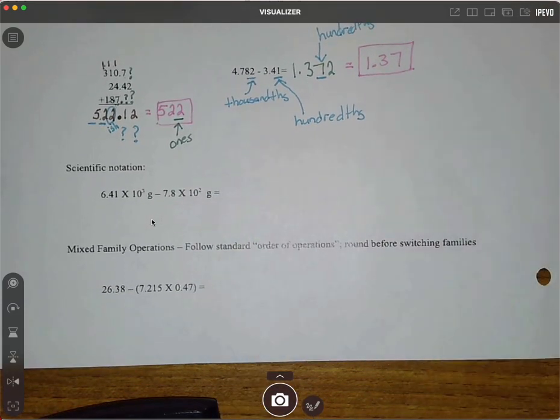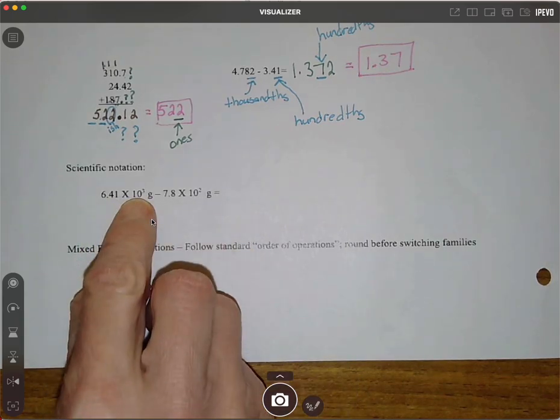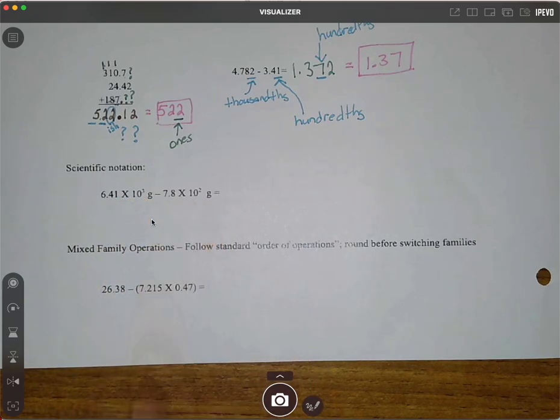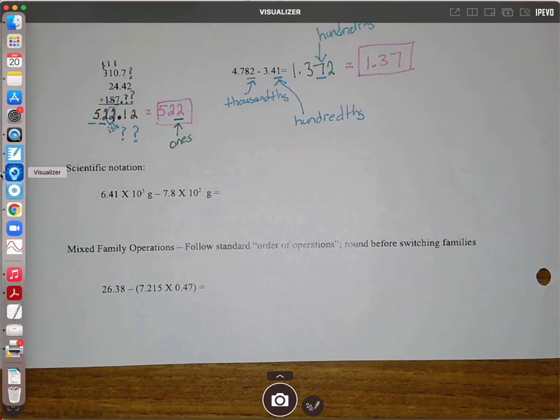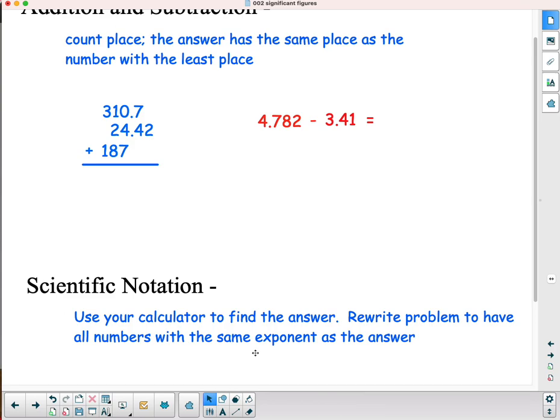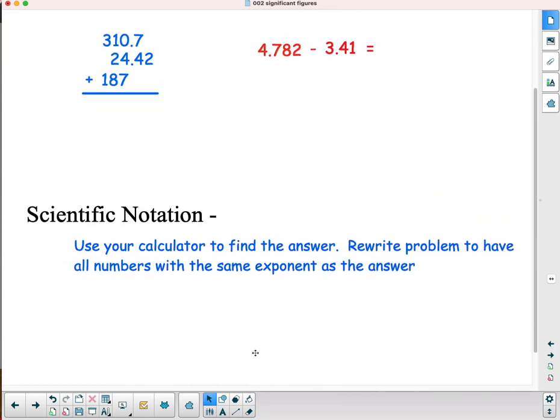The problem with adding and subtracting is that this idea of place becomes grossly distorted by scientific notation. If this is times 10 to the third, and this is times 10 to the second, the first decimal place is actually a different place in each of those numbers. Unfortunately for adding and subtracting, when we operate in scientific notation, we have to have a different rule. That different rule says, use your calculator to find the answer, and then rewrite the problem to have all the numbers with the same exponent as the answer.